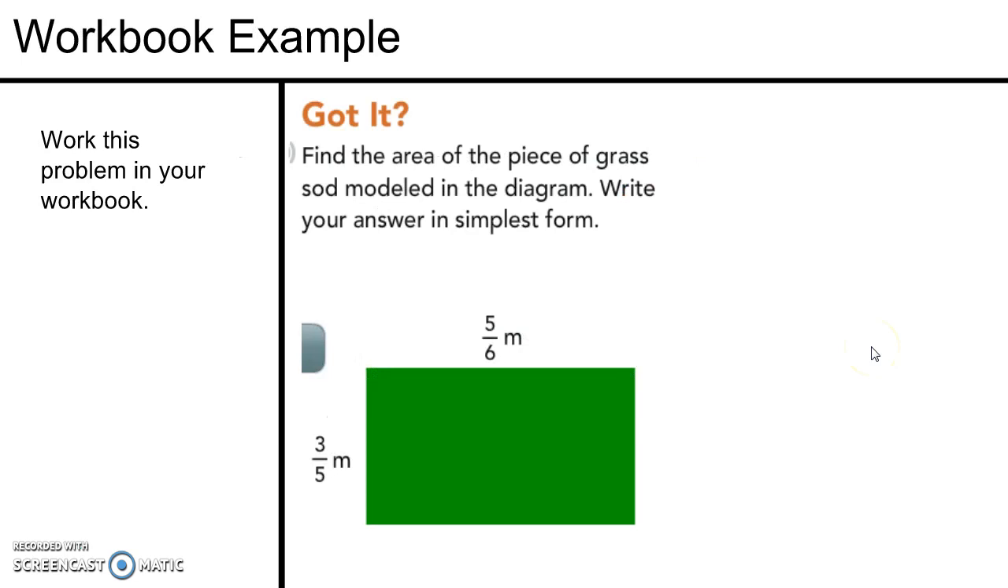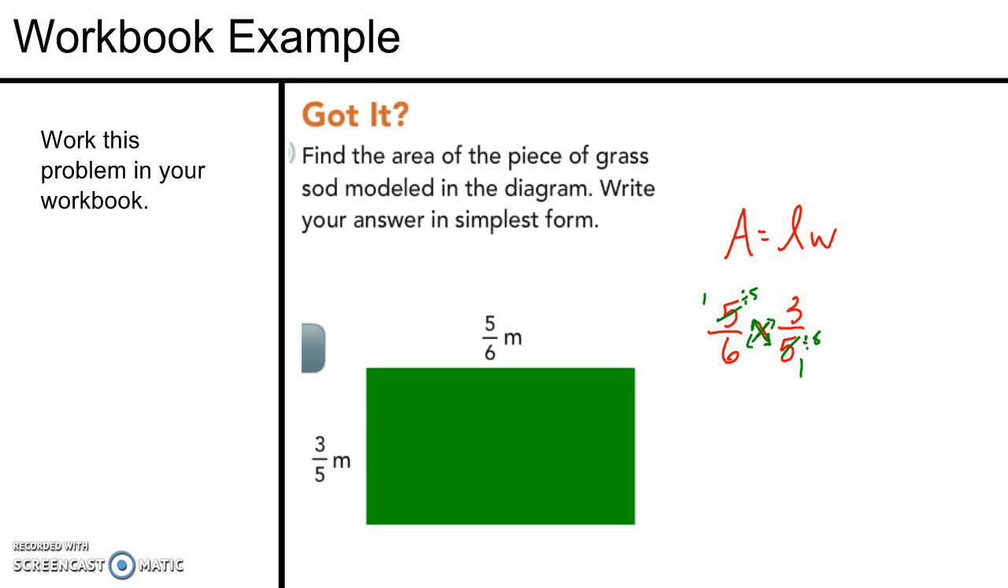So for example here, if you need to work this problem in your workbook, you need to remember the area equals length times width. It doesn't matter, because multiplication is commutative, which one of these fractions you put first. So if you have 5/6 times 3/5, the greatest common factor of 5 and 5, if you look across here, would be 5. So if you divide both of these by 5, then this would change to 1, and this would change to 1.